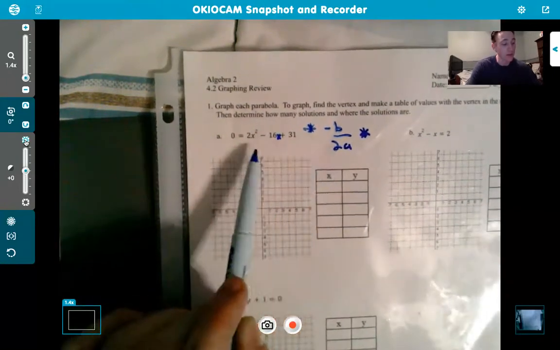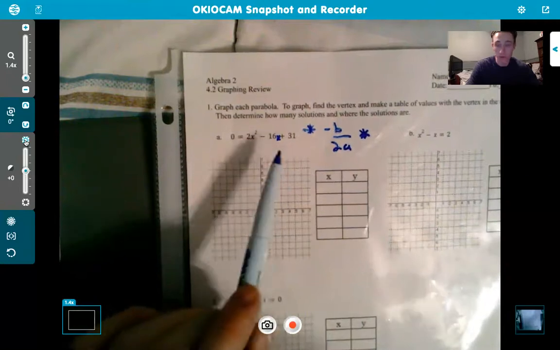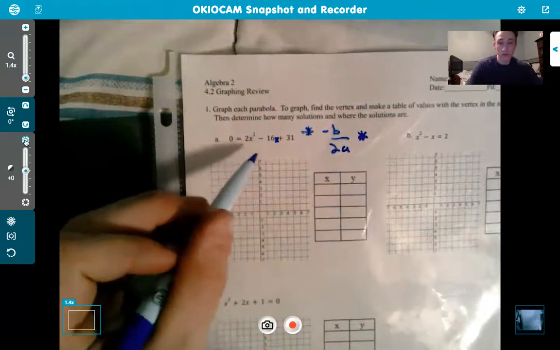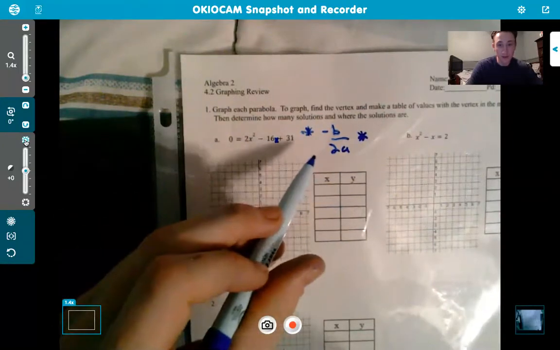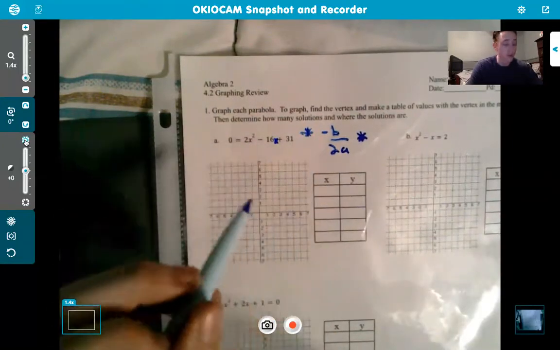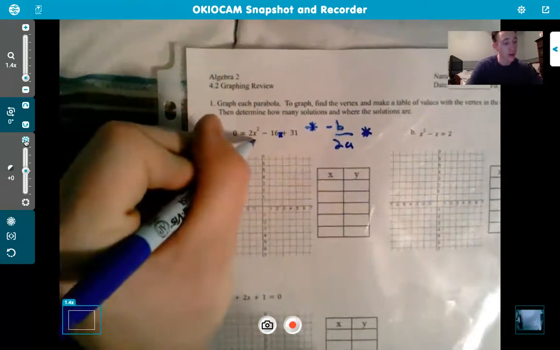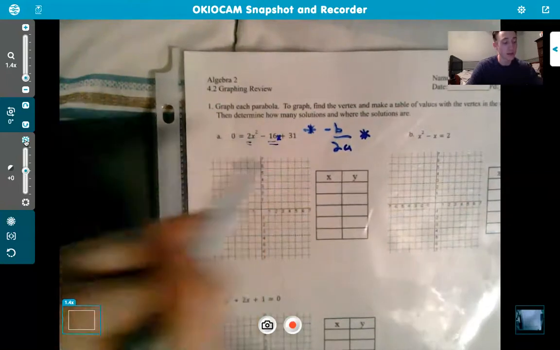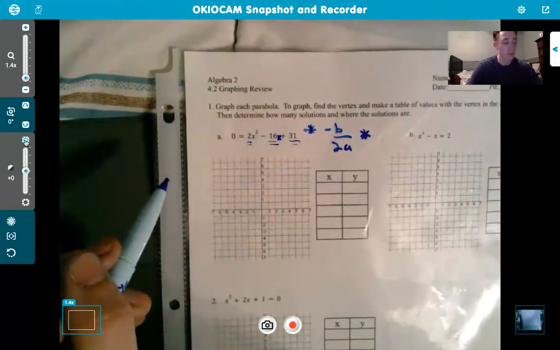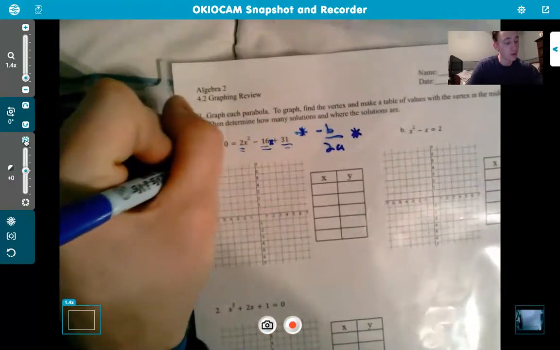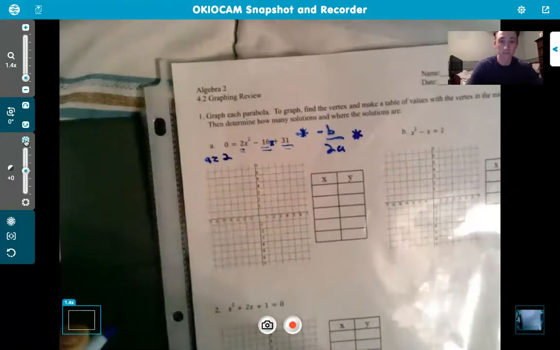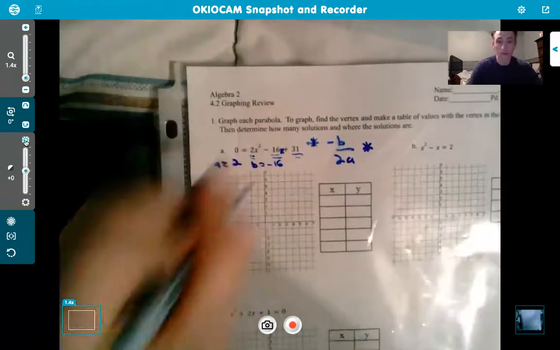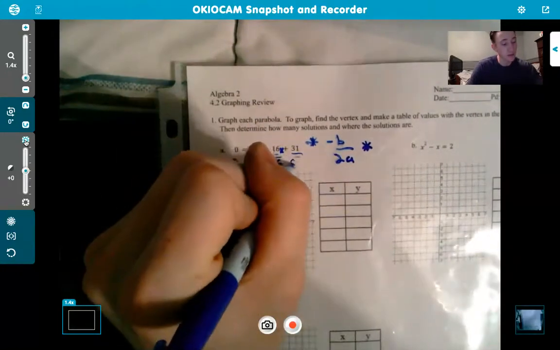And what that means is after my equation is set equal to 0, because I always want to make sure it's equal to 0, I'm going to list out the a, b, and c values from this equation, plug it in to find the x value, and then work to find other points on my graph. So I know that my a is the number in front of the x squared, b is the number in front of the x, c is the constant term. So a would equal 2, b equals negative 16, and c equals 31.